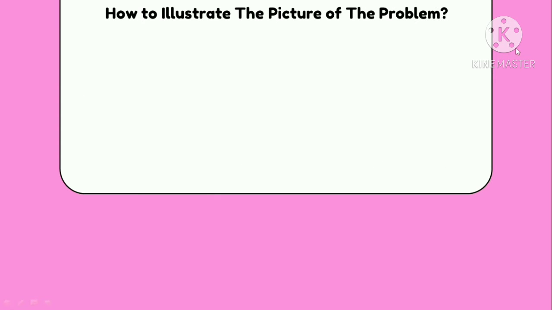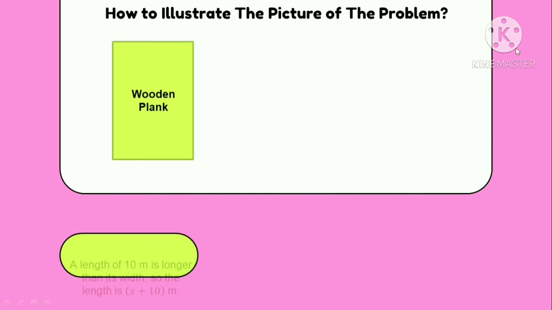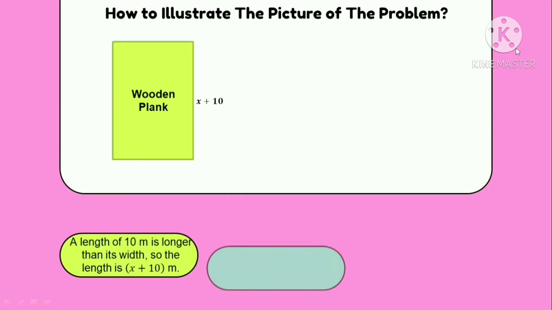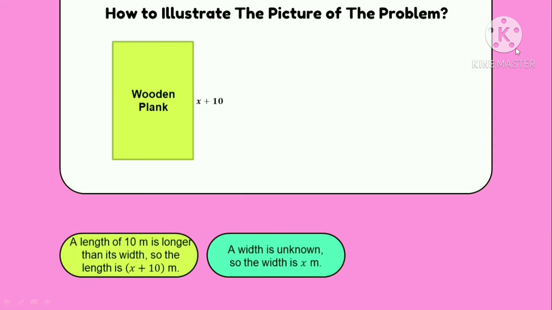Now, we try to illustrate the picture from the problem. We have a rectangular wooden plank. It has length and width. We also have information that the length is 10 meters longer than its width. So, the length is x plus 10 meters. And the width is unknown. So, the width is x meters.